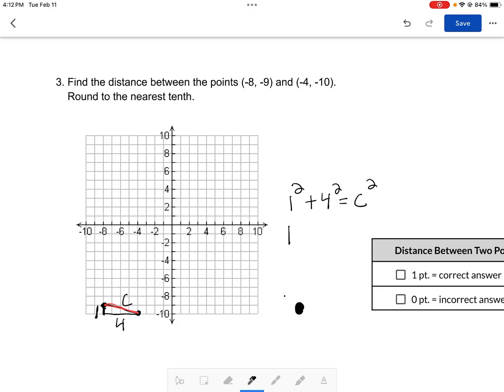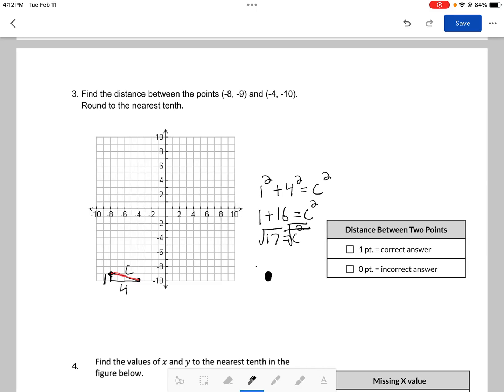1 times 1 is 1. 4 times 4 is 16. 16 plus 1 is 17. In order to get C by itself, I have to square root both sides. Those cancel. The square root of 17 is approximately 4.1.